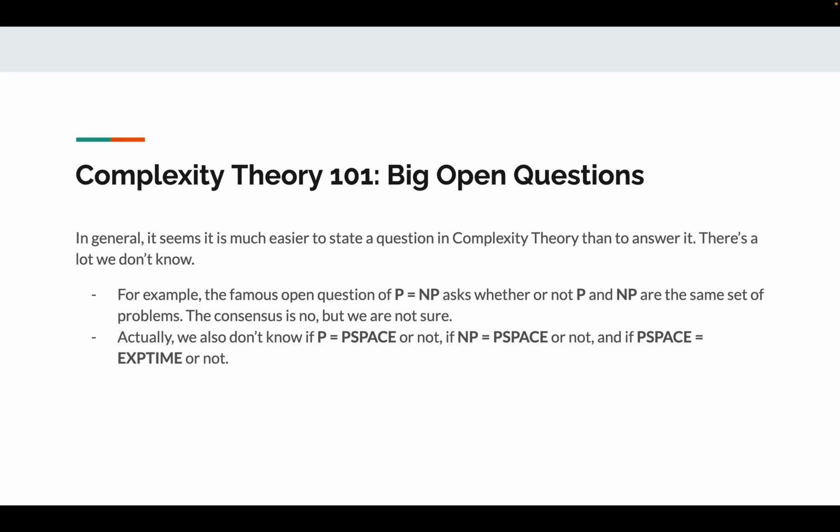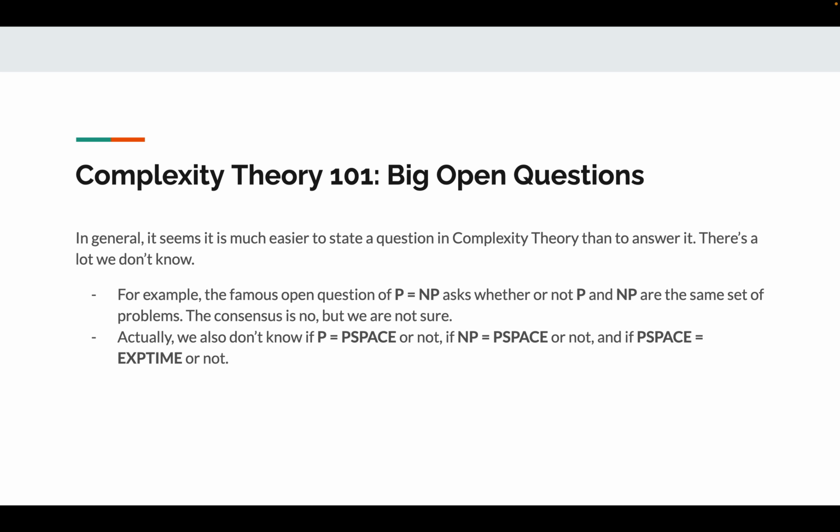Okay, so then it's not a good introduction to complexity theory if I don't mention the sort of glaring open questions in this field. The most famous one being P equals NP, which asks whether or not P and NP are the same set of problems. The consensus is no, but we don't truly have a proof for this. We would really like one.